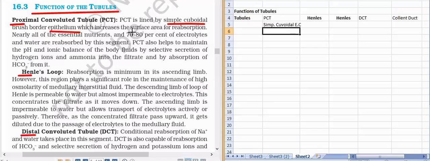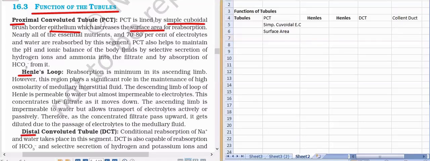Next, what is the use of this? Actually for absorption as well as surface area, that is the main use, increasing surface area. Next, reabsorption. Especially we'll discuss reabsorption, secretions and some other functions. Nearly all essential nutrients and 70 to 80% of electrolytes and water are reabsorbed by this segment, meaning PCT.